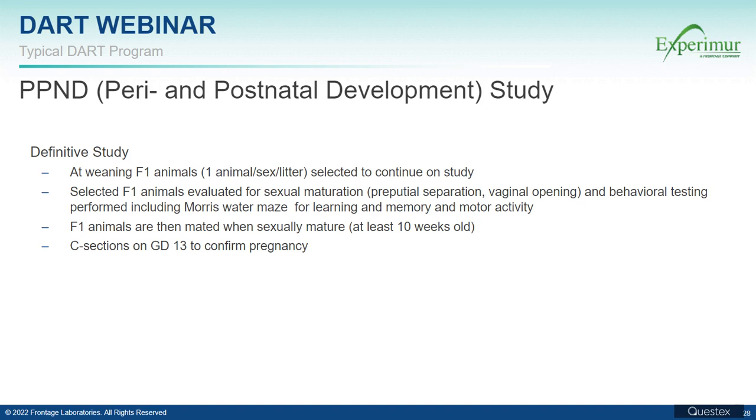These animals are then mated when sexually mature, at least 10 weeks old, and we then take the F2 generation down on gestation day 13 to confirm pregnancy. So we've actually gone from the parental dosing of the females from gestation day 6 at implantation all the way to the end of lactation. Then we take those animals that are selected to continue and they are being tested and also mated to see if they can actually produce a viable progeny.